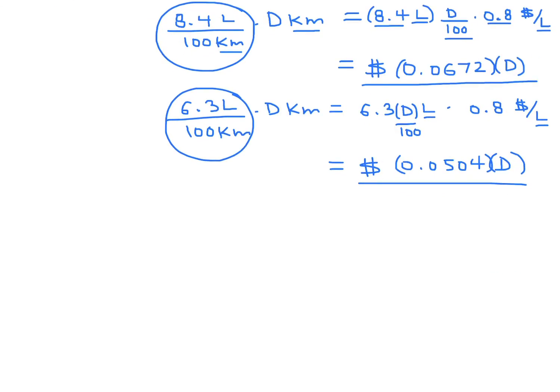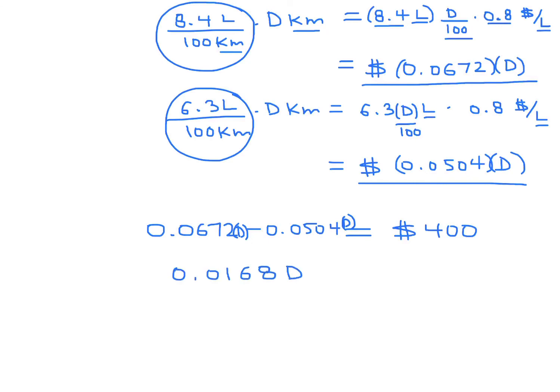So what we need to do is figure out D, and you get D by subtracting them. 0.0672 minus 0.0504 is equal to $400. And don't forget the D. For each of these, you got a D in there. Okay? And this basically becomes 0.0168D is equal to $400. And if you divide through, you'll get D is equal to 23,809. All right? That is in kilometers, and that is the distance that you have to drive in order to recuperate your costs.